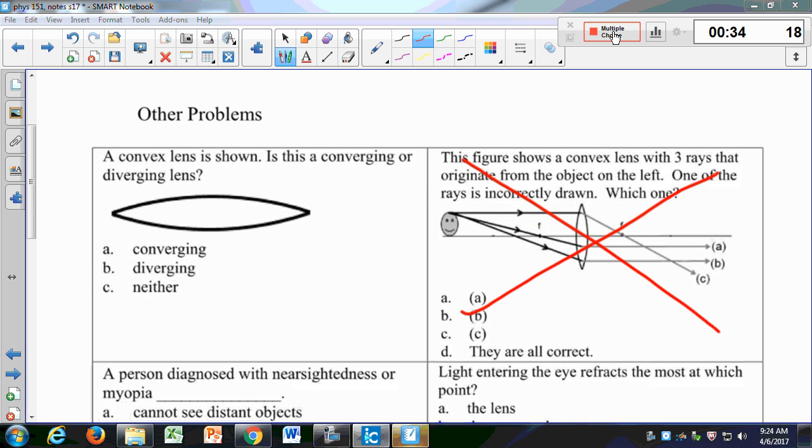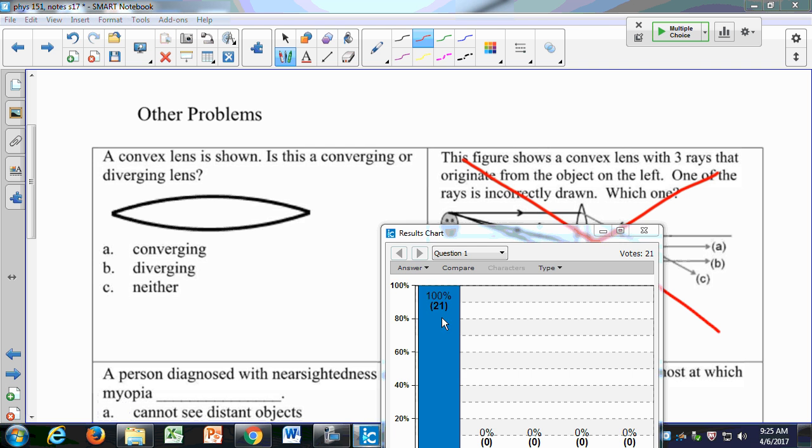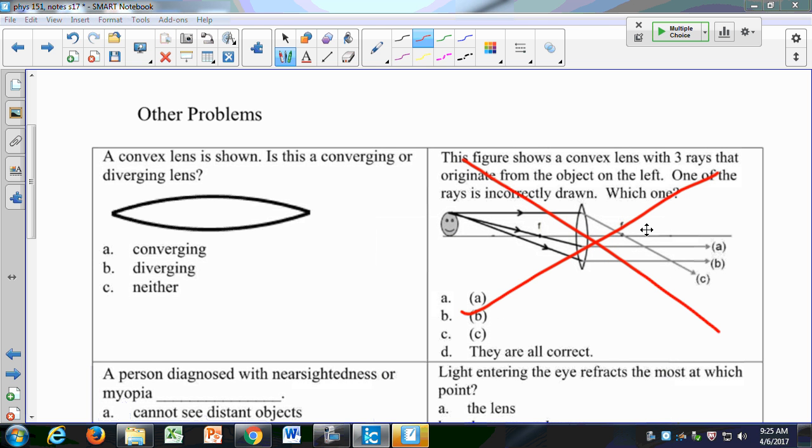All right, let's stop at 40. Okay, good. Easy, right? That's a convergent. Is it concave or convex? Convex, that's right. Make sure that you know those distinctions between the different lenses and that you can identify the different lenses. We had one on the quiz. Everybody got that one right? I think that was a plano convex. Was that right? Yeah. Okay.